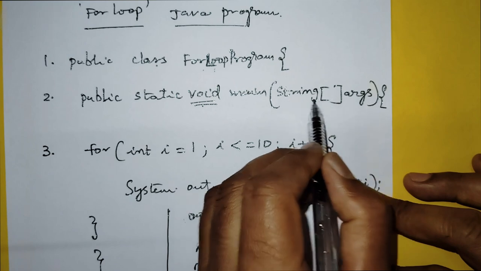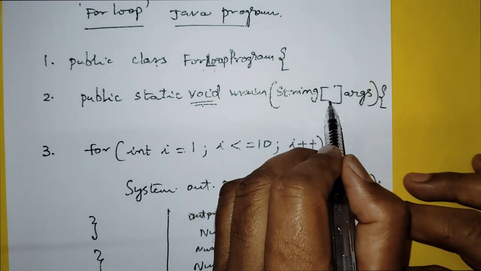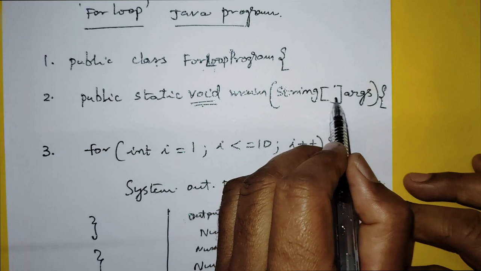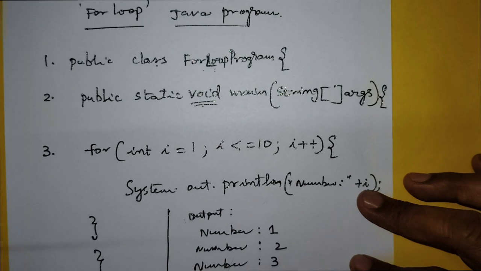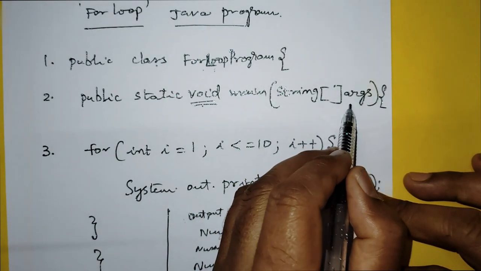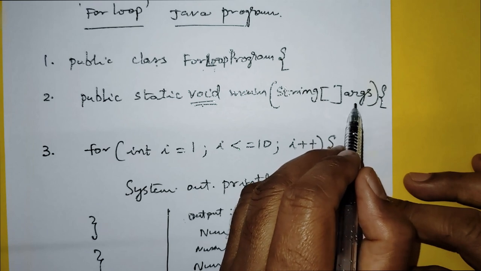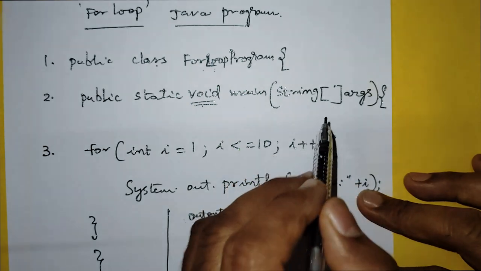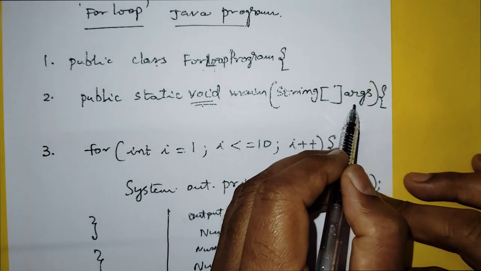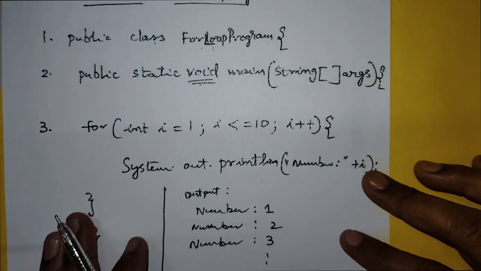String args. What is string arguments? It is an array of string objects that can be passed as command line arguments. String args means an array of string objects that can be passed as command line arguments in Java. Coming to step 3, what is step 3?